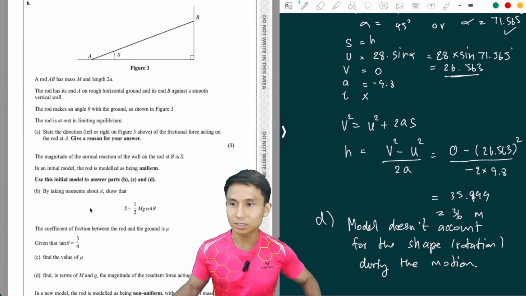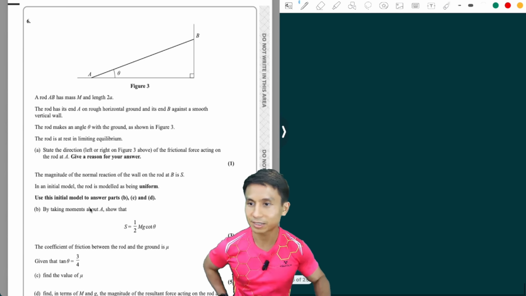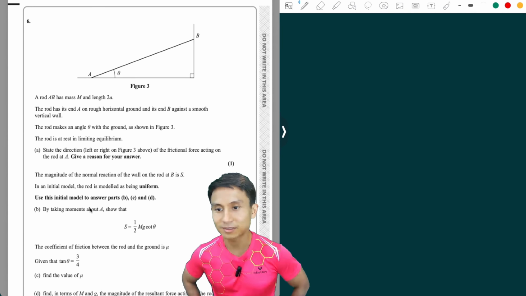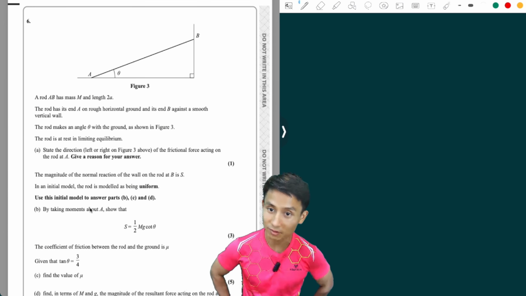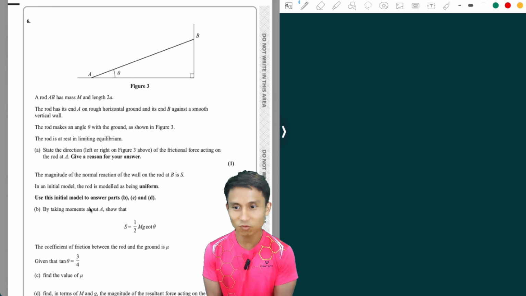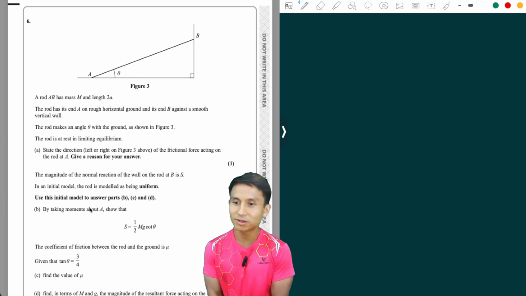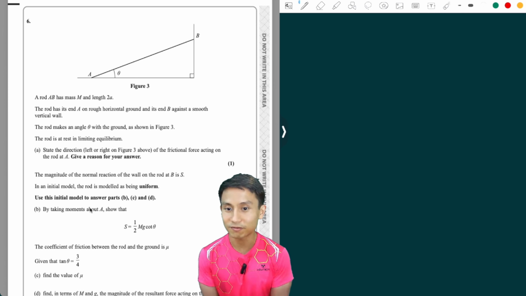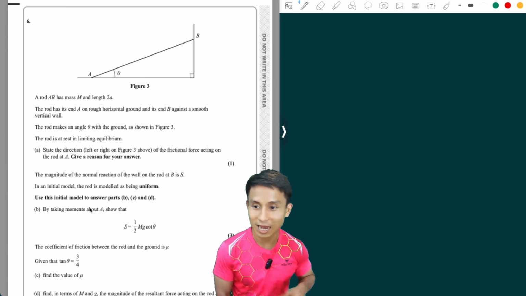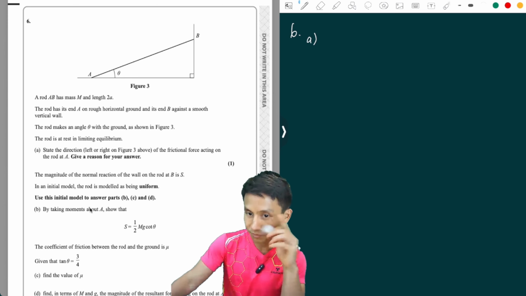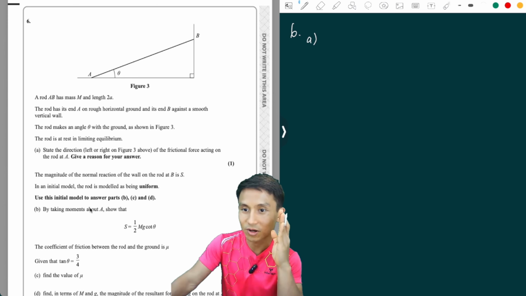Let's have a look at the next question, number 6. A rod AB has mass M and length 2a. The rod has its end A on a rough horizontal ground. The rod makes an angle theta with the ground as shown in figure 3. The rod is at rest in limiting equilibrium. (a) State the direction, left or right on figure 3, of the frictional force acting on the rod at A. Okay, so number 6, part a.